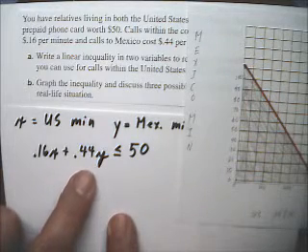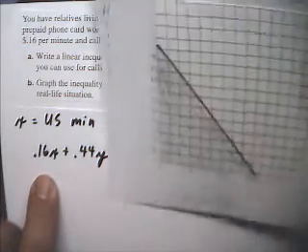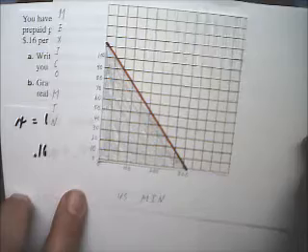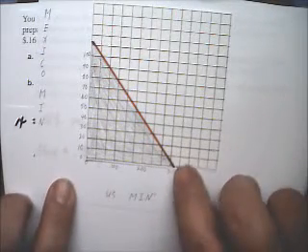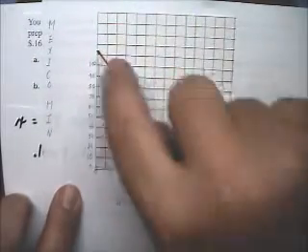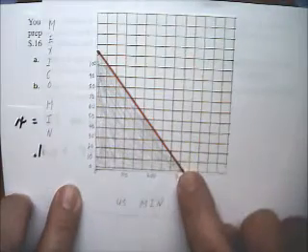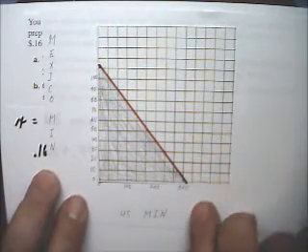And then I said, what if there were 0 Mexican minutes? Well, then the United States minutes, I believe that came up to 309. So it's a little bit above 300. So based on those two, I graphed the line, and that's what it is.